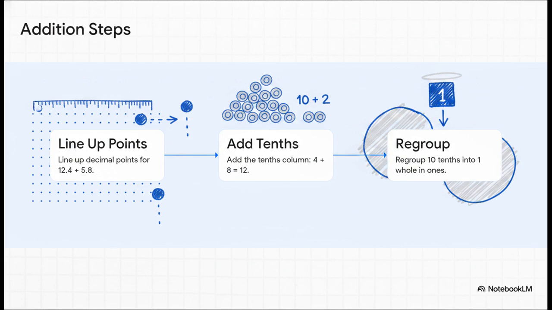4 tenths plus 8 tenths gives us 12 tenths. But hold on, we obviously can't just shove a two-digit number like 12 into a single column, right? No way. So for step 3, we write down the 2 in the tenths column, and then we regroup 10 of those tenths into one whole, just carrying it safely right over to the ones column. From there, it's super easy. You just add up your ones and tens exactly like you normally would.